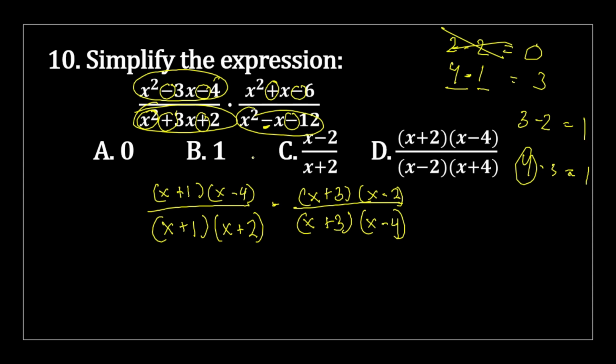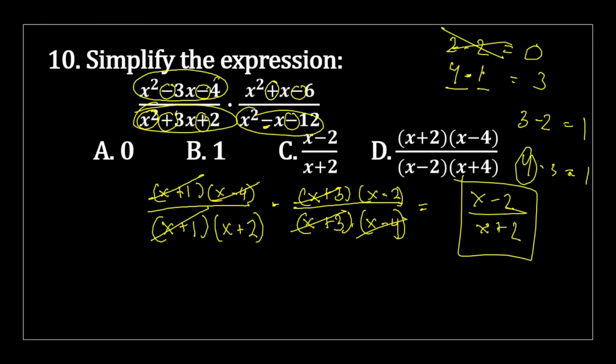Now let's see if we can cancel out some terms. So x plus 1, we can cancel out this. We have x plus 3, we can cancel out this. We have x minus 4, so we cancel out this. So we are left with x minus 2 over x plus 2. So this will be our answer. And that is letter C.